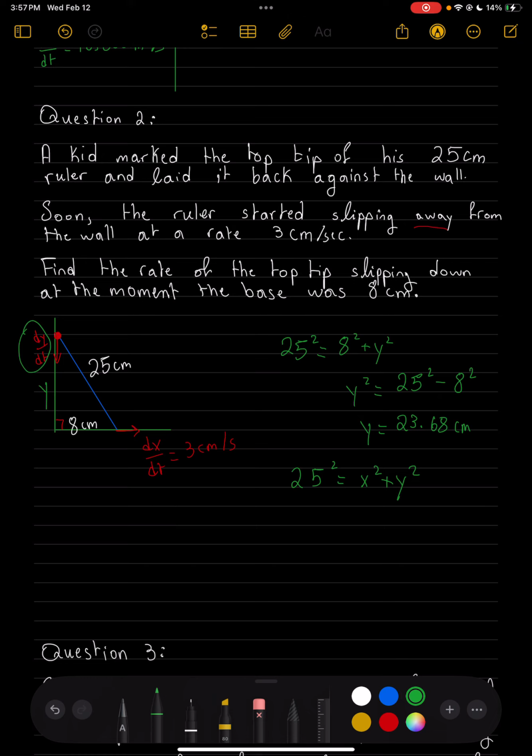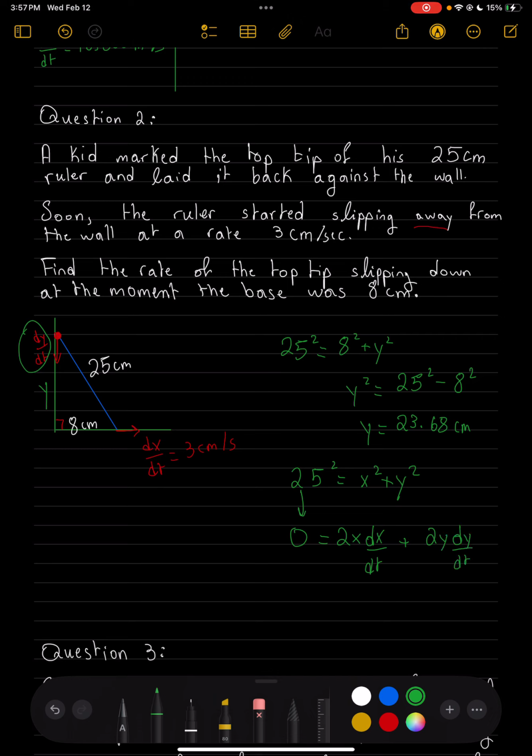However, the side over here is changing and the side over here is changing because this one is getting shorter and this one is getting longer. However, the hypotenuse remains the same because 25 centimeter remains 25 centimeter. So if I'm going to derive this, 25 to the power of 2 is going to be 0 because it's a constant. And this is going to be 2x dx over dt plus 2y dy over dt.